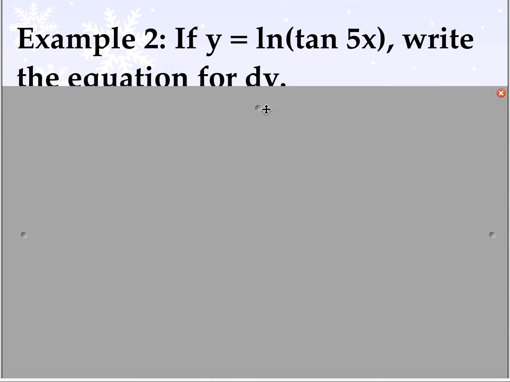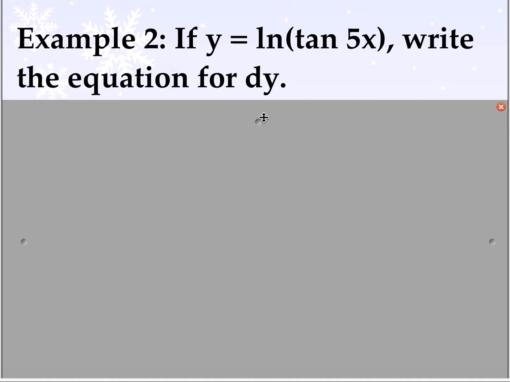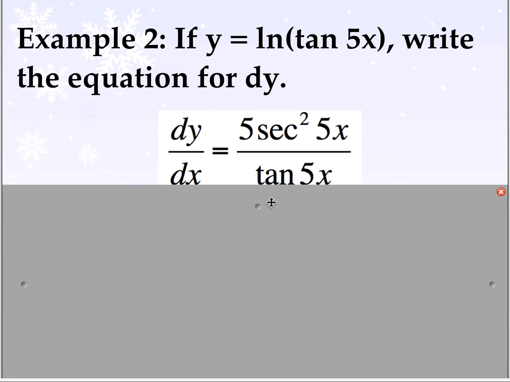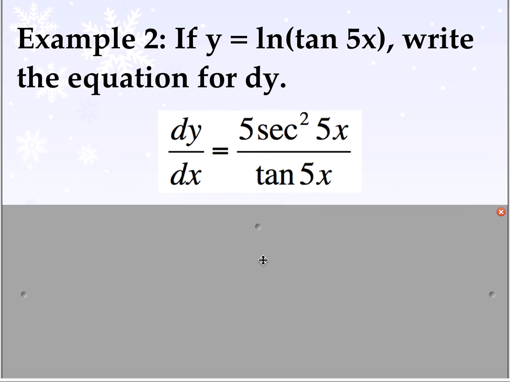The next example I have is the natural log of tangent of 5x, and it says write the equation for dy. So this one's just the chain rule. There are 3 functions here. So dy/dx equals 5 times secant squared of 5x divided by tangent of 5x. That's the derivative of the inside, the next layer is tangent, and then the 1 over your tangent of 5x. The last thing to do would be to multiply both sides by dx.